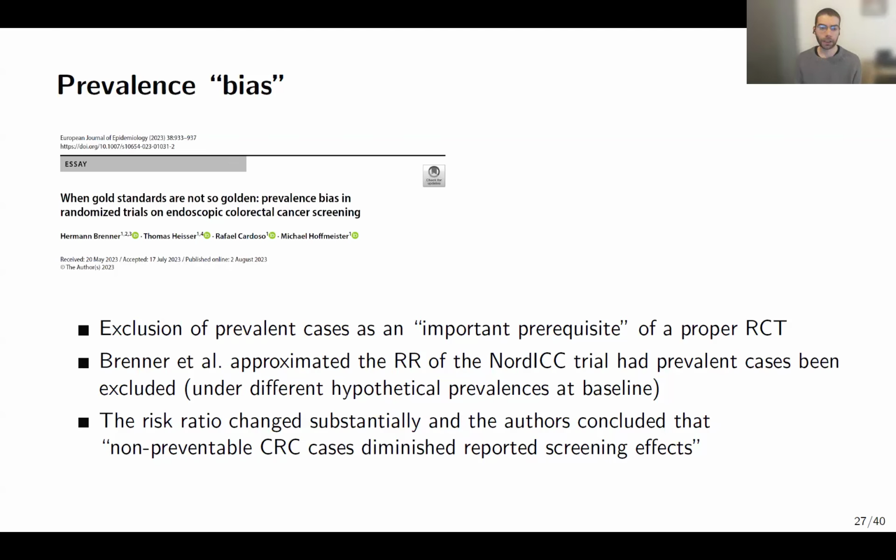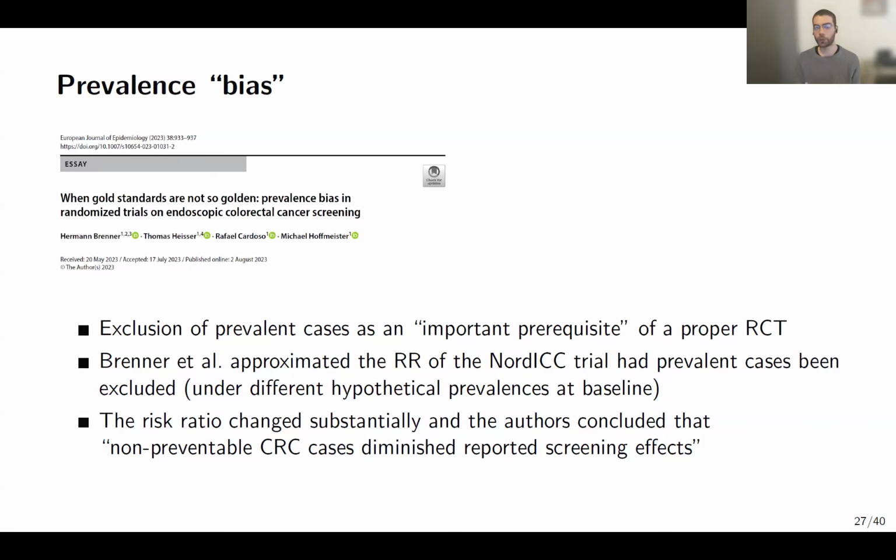So in this essay, the authors essentially claim the following. If you already have colorectal cancer at the moment you do a screening colonoscopy, then there is no chance that the screening colonoscopy will reduce your risk of developing cancer, right? It will just assess whether you have colorectal cancer or not, but it will not reduce the risk in the future. So the presence of these prevalent cases at baseline is interpreted by these researchers as a problem.